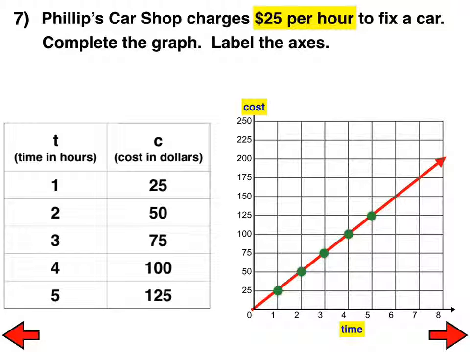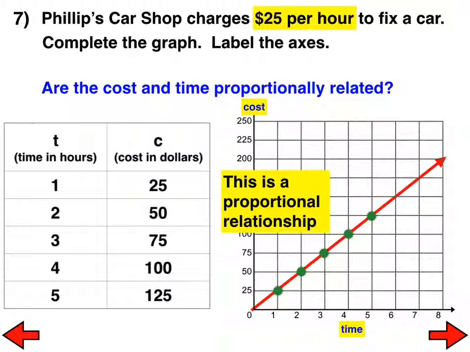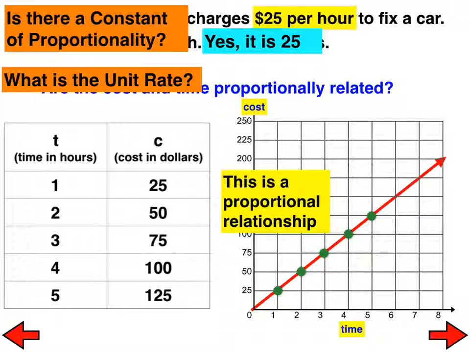They actually even told us a unit rate, right? $25 per hour. Unit rates only exist if it's proportional. So, is it proportional? Yeah. What's the constant? 25. What's the unit rate? $25. Good, it was actually in the problem, right? $25 per hour. Per hour.